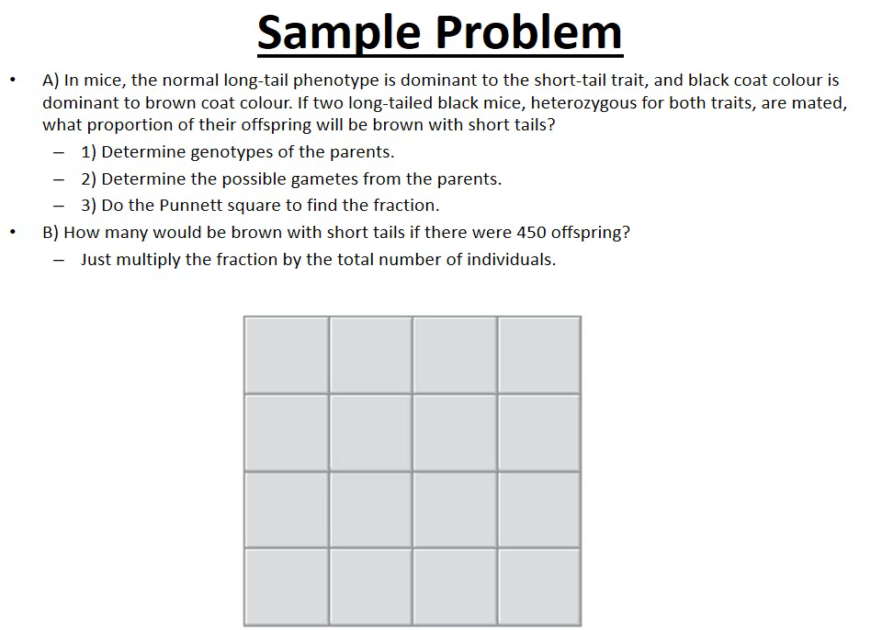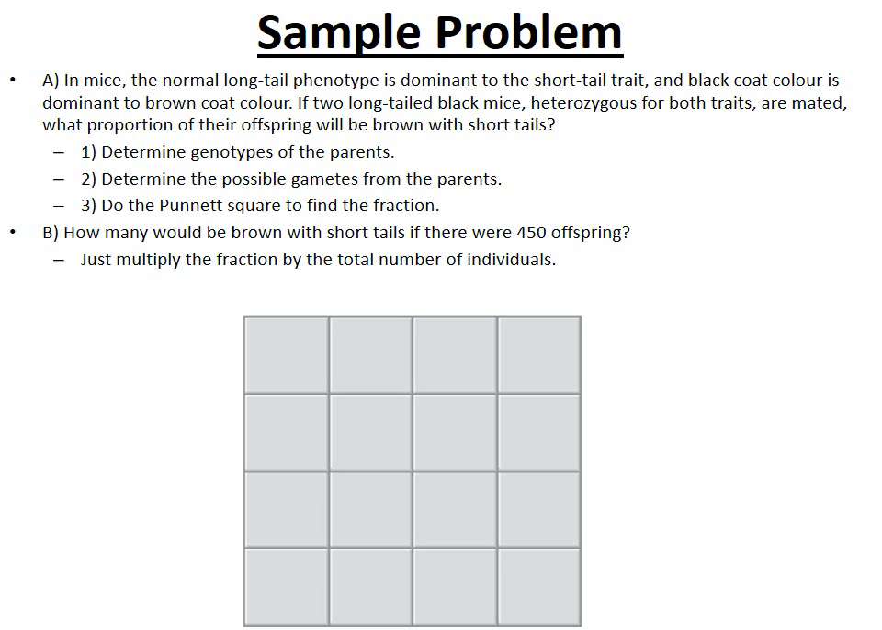We have in mice, the normal long tail phenotype is dominant to the short tail trait. A black coat color is dominant to the brown coat color. If two long-tailed black mice, heterozygous for both traits, are mated, what proportion of their offspring will be brown with short tails? So there's a lot going on here.